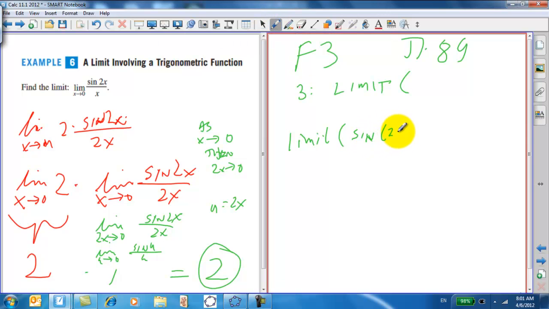Sine quantity 2x, comma, as x, 2x divided by x, comma, x going to 0. And let's see what the calculator says. Sine 2x divided by x as x goes to 0. And it says 2. Check, please. Now, I'm not going to accept that as all your work. You can maybe get a point on a 5-point problem for that, but it is a nice way to check your work.